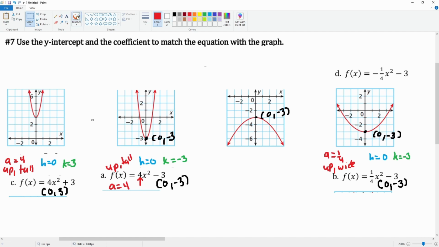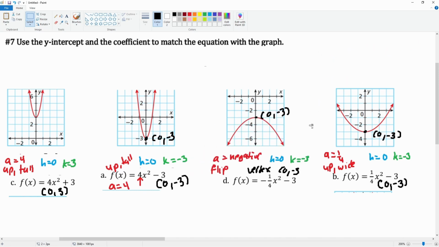Last one, a is equal to negative, so this is a flip. Okay, and then k equals -3, h equals 0. So the vertex would be the point (0, -3). The only one left with that trait is the third one. There you go.